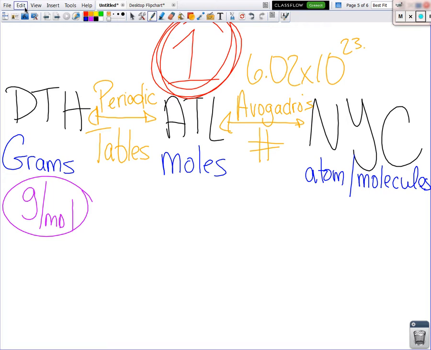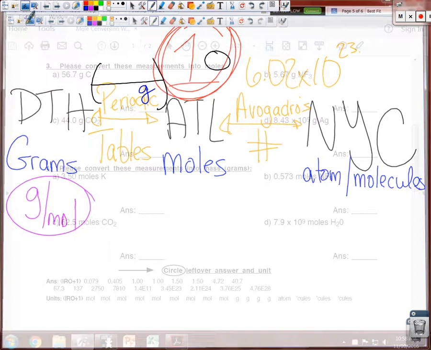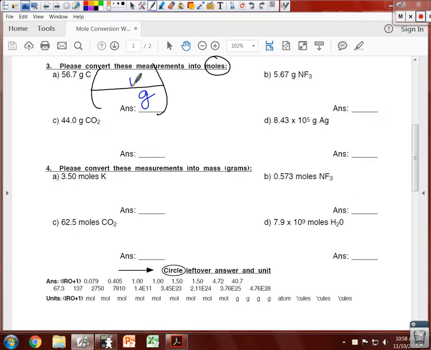Yes. You can go from Dothan to Atlanta in one step. So coming back to this, I know that this is possible. Okay, I can go from grams to moles in one step. All right, so let's do the next part. The first one that's the easiest is moles. Anytime you see mole, automatically, what do you write down beside it? A 1.